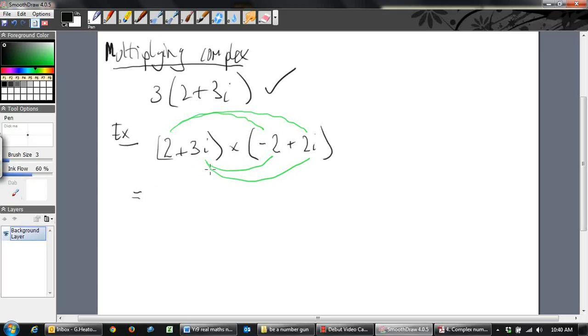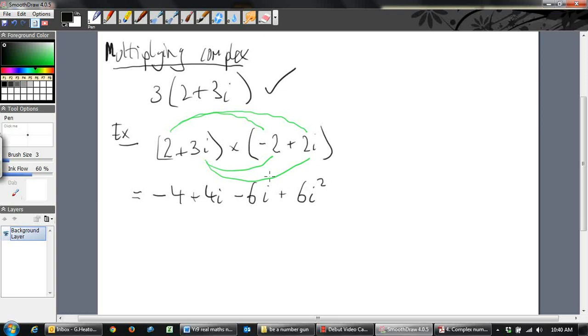And so what do we have? So let's just work it out. 2 times negative 2 is negative 4. 2 times positive 2i is positive 4i. 3i times negative 2 is negative 6i. And 3i times 2i is 6i squared.